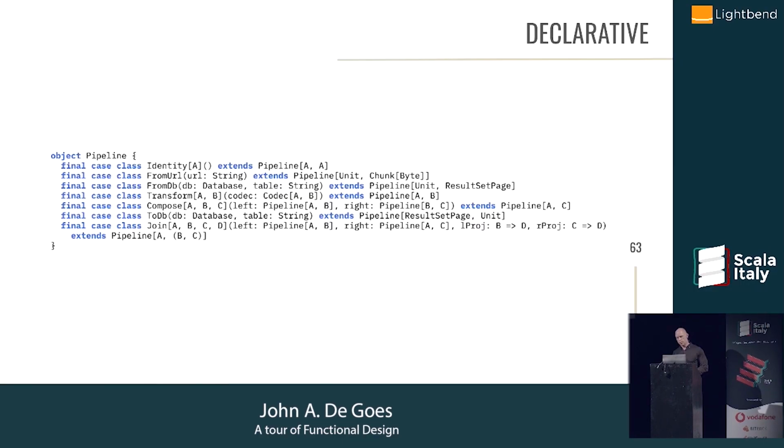To implement this, what we do is we create a bunch of different case classes. Every case class merely represents the given operator. So we have one for identity, one for reading from a URL, one for reading from a database, one for transforming, one for composing, one for dumping to a database, and one for joining. So we're just describing here. We're not actually doing anything. We're building a static graph structure. This thing here is a tree. It's a directed acyclic graph.